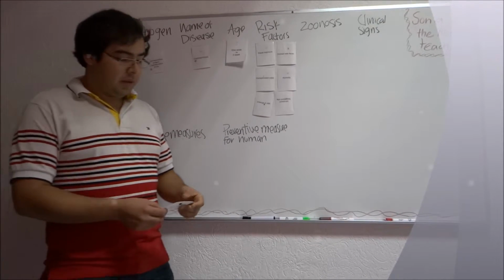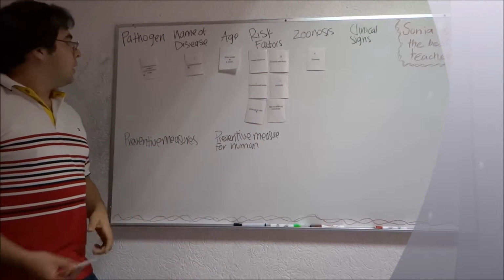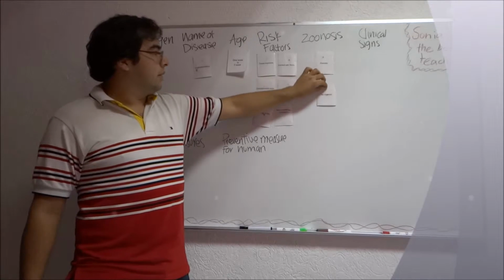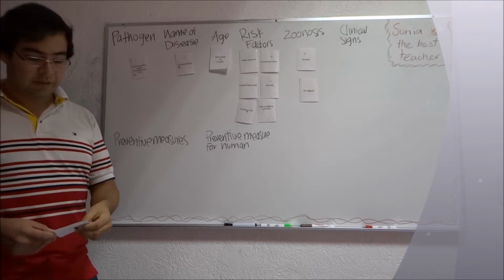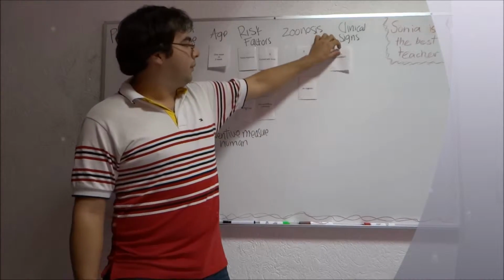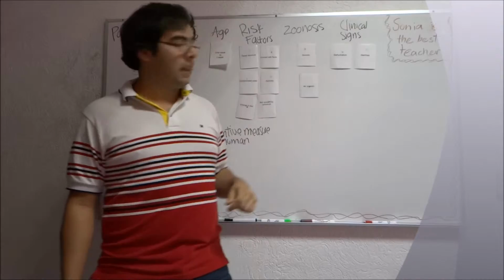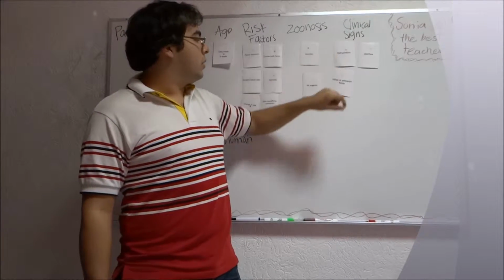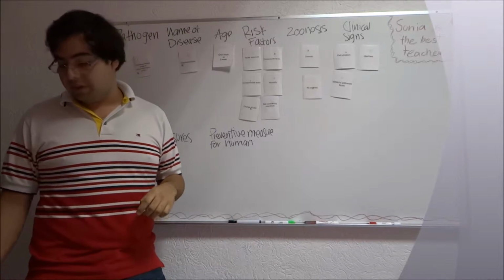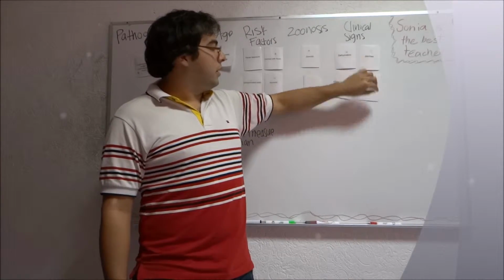Cryptosporidium parvum is zoonotic, and Cryptosporidium bovis is not zoonotic. The clinical signs of this disease are diarrhea, white to yellowish feces, sometimes present bloody diarrhea.